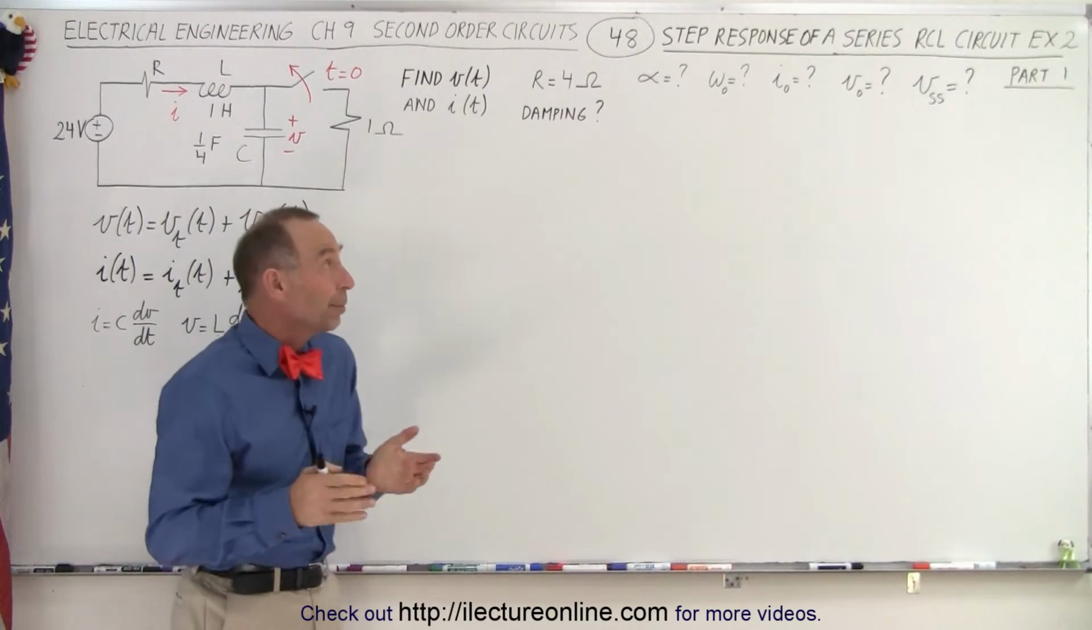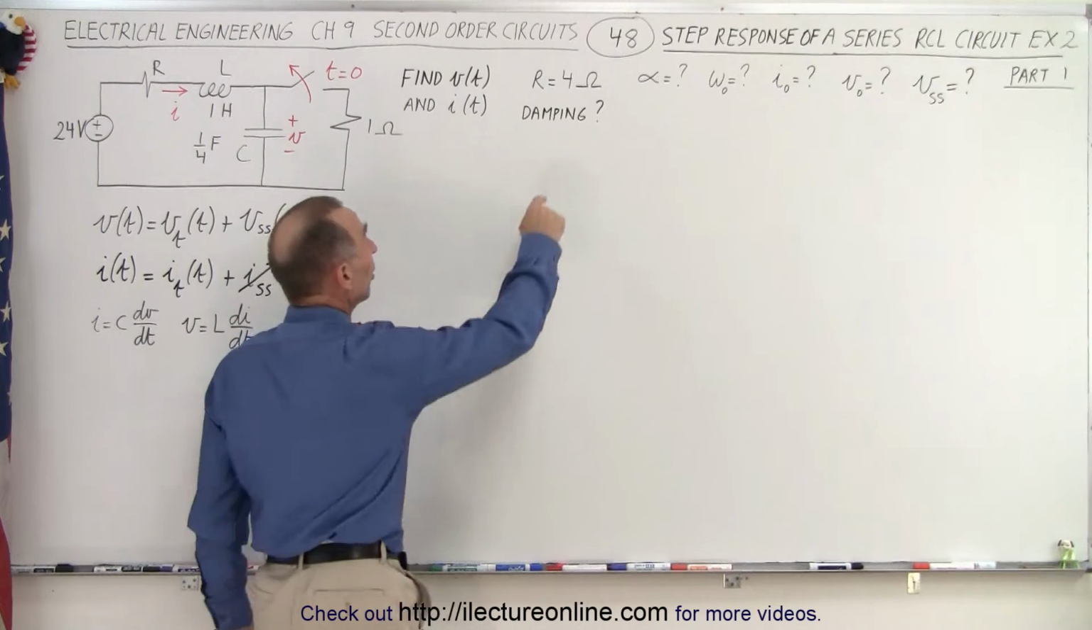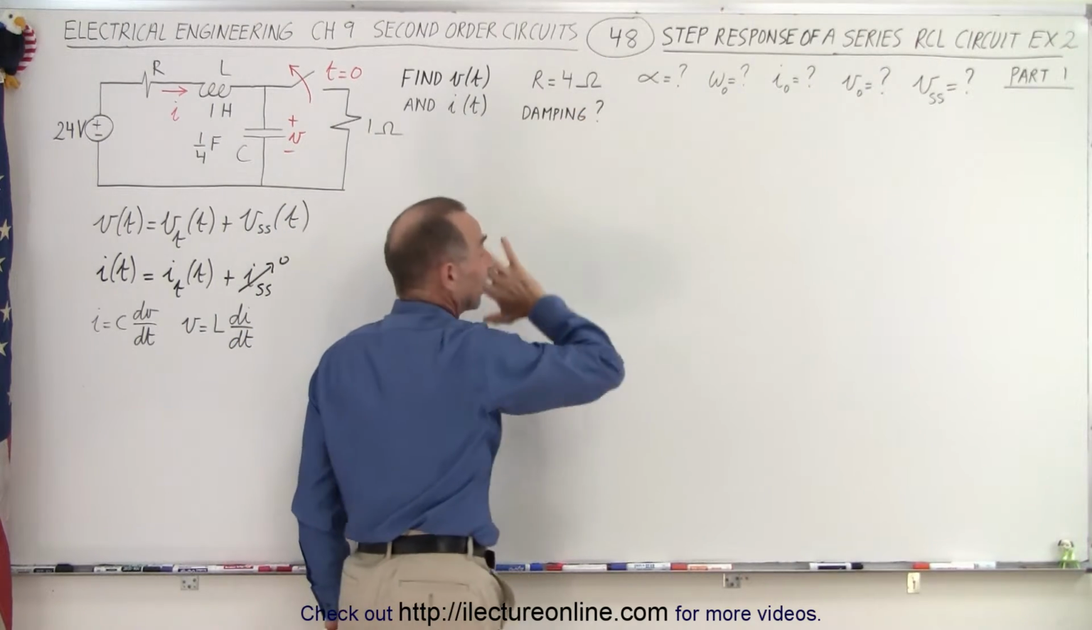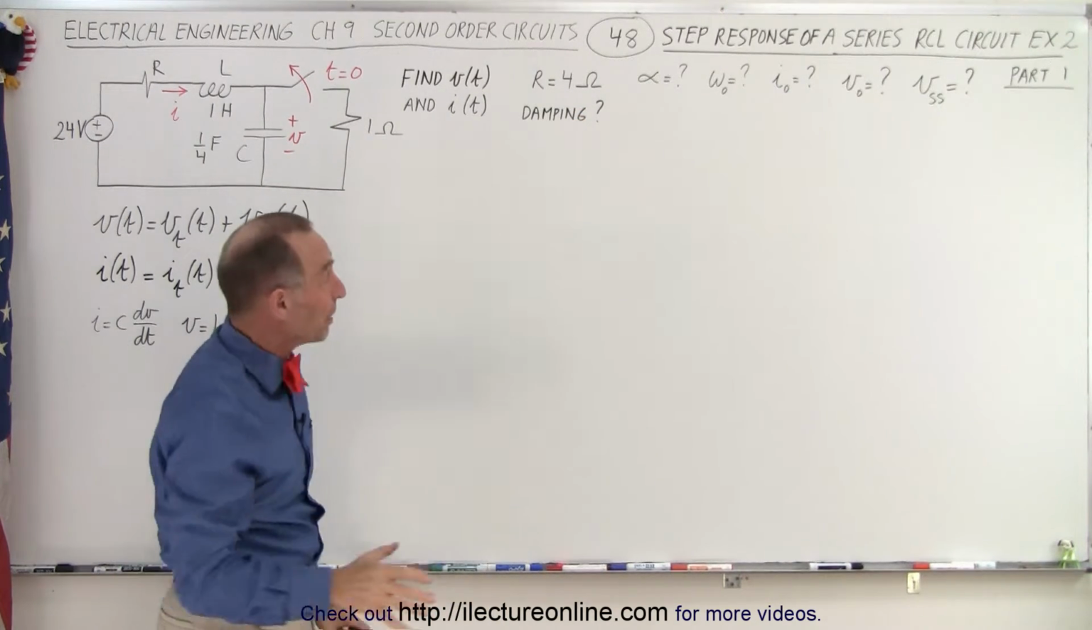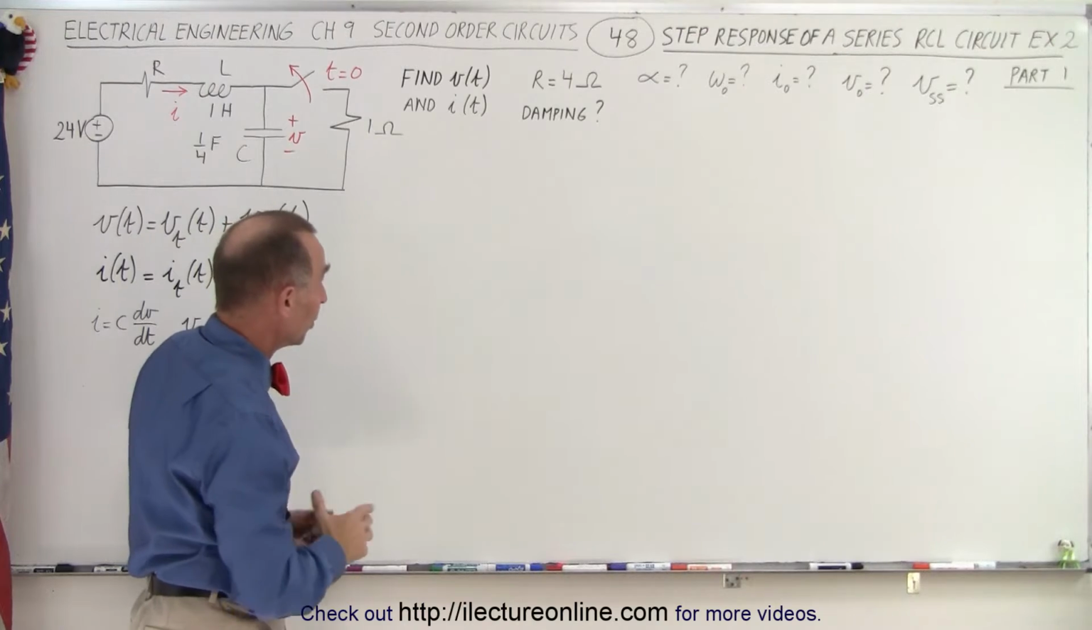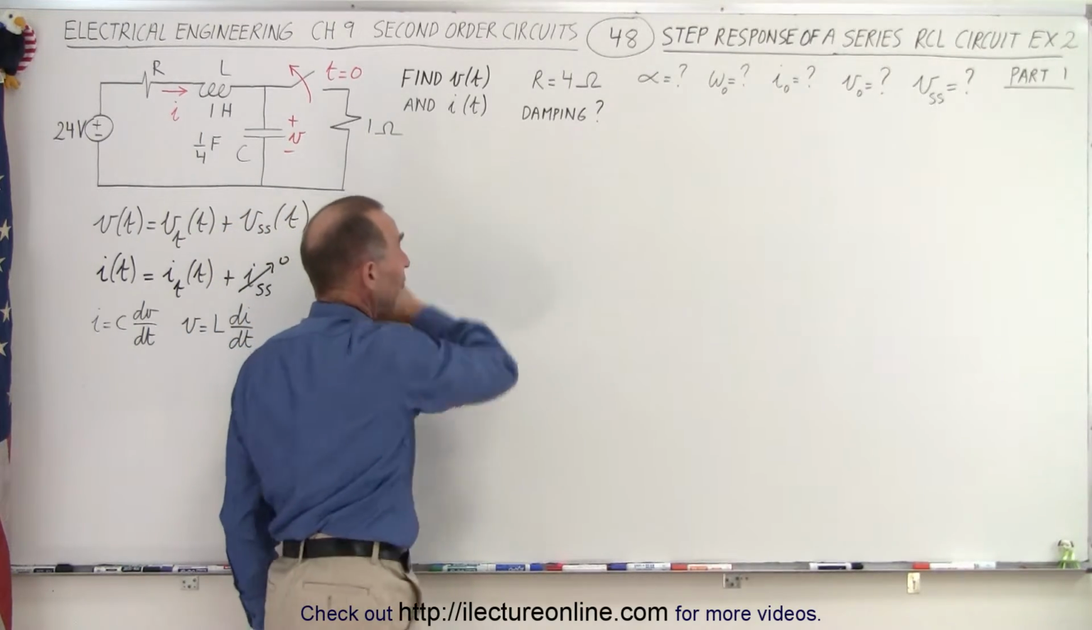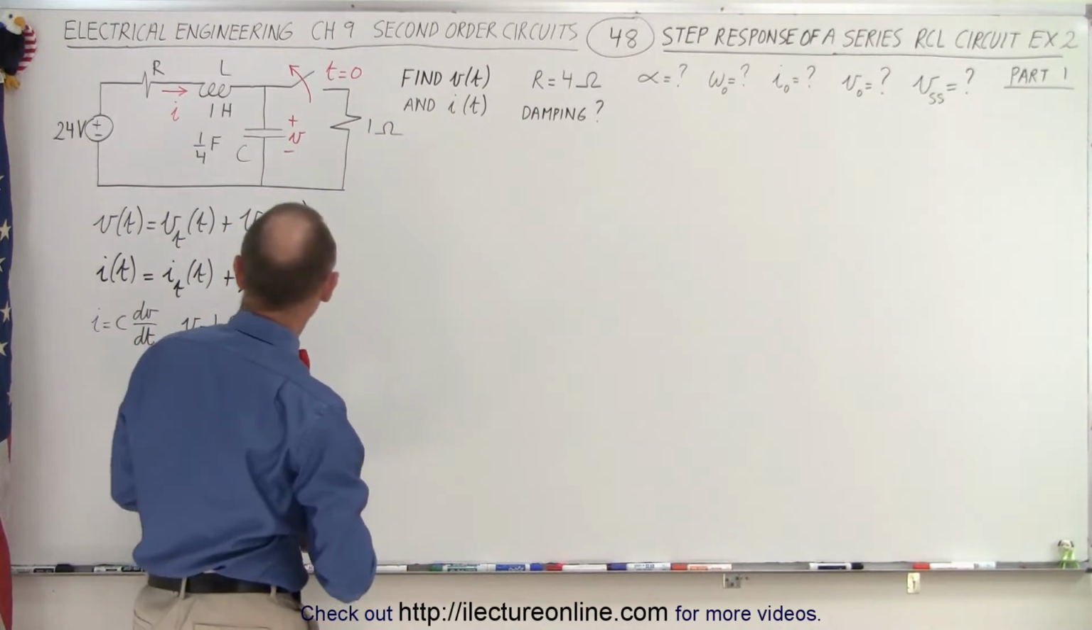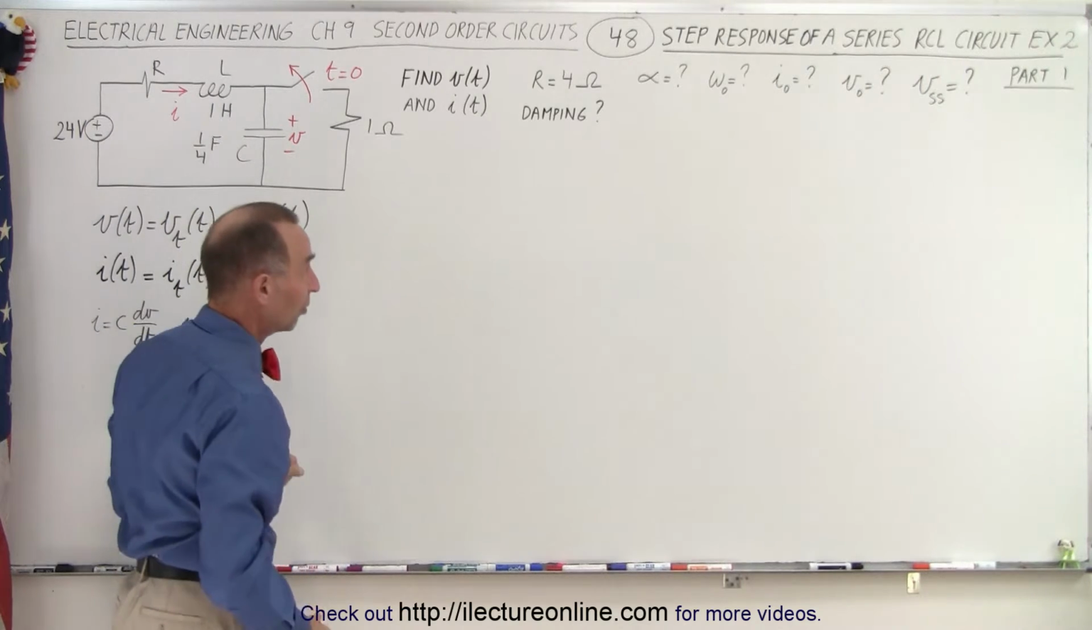For our next example, we've changed the resistance to 4 ohms. Now that's probably going to change the kind of damping we're dealing with, and we'll find out in just a moment what type of damping we have in this circuit. The circuit is the same. The only difference is we've changed the value of this resistance.